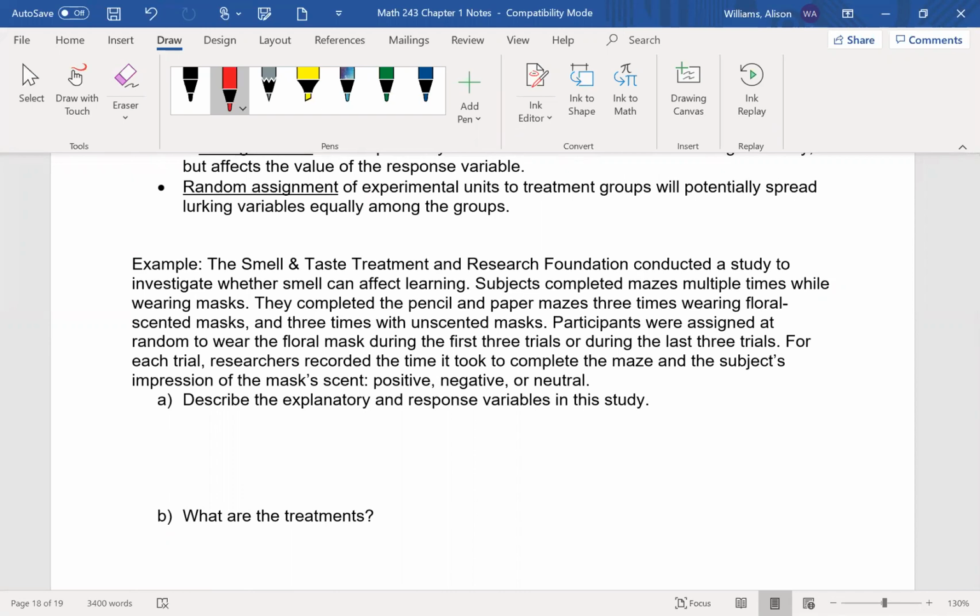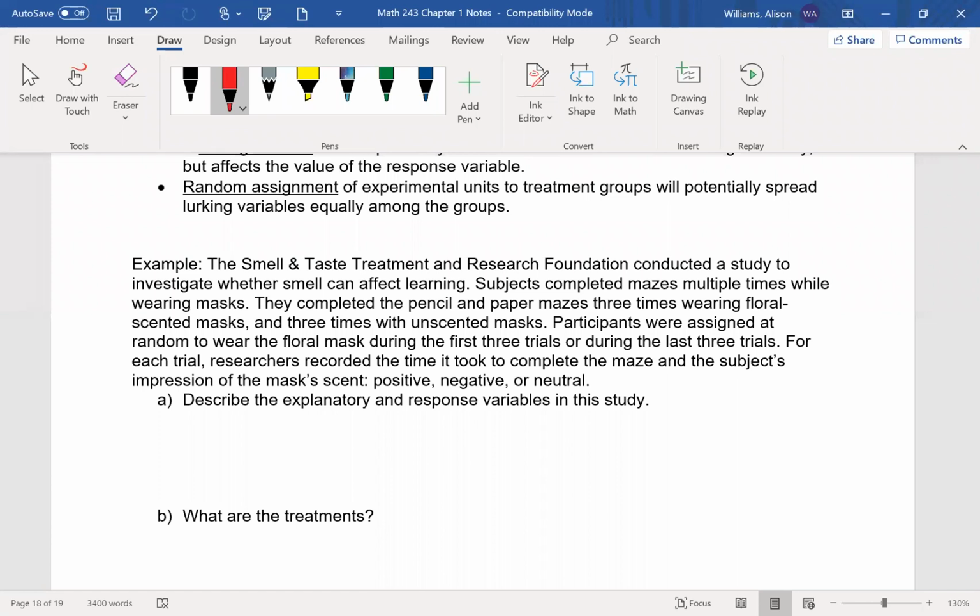The Smell and Taste Treatment and Research Foundation conducted a study to investigate whether smell can affect learning. Subjects completed mazes multiple times while wearing masks. Oh, that's a way of checking for learning. They completed the pencil and paper mazes 3 times wearing floral scented masks and 3 times with unscented masks. Participants were assigned at random to wear the floral mask during the first 3 trials or during the last 3 trials. So whether they wore it first or last, that's what was kind of random.